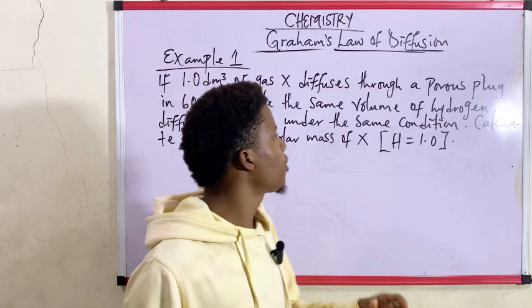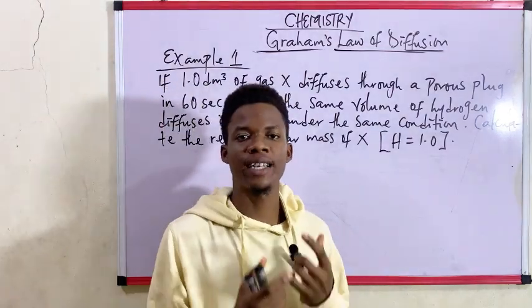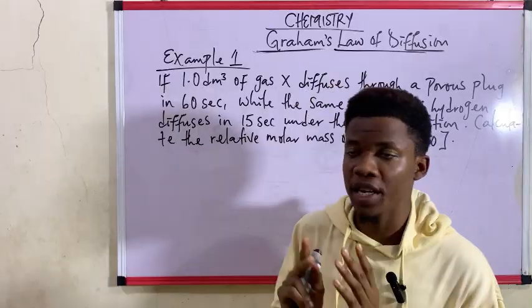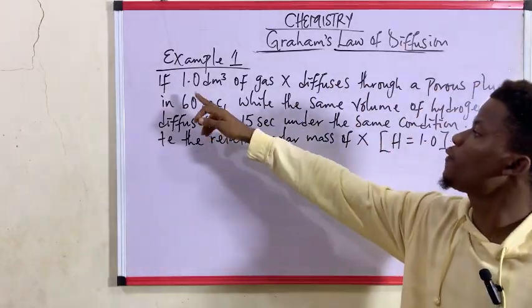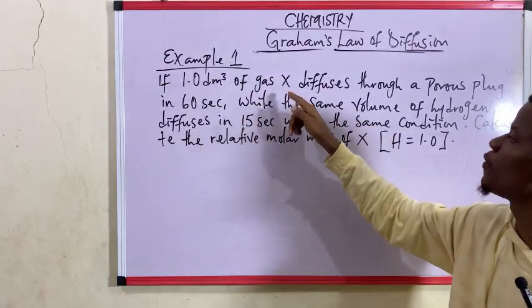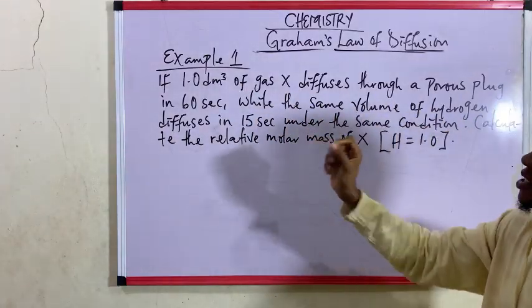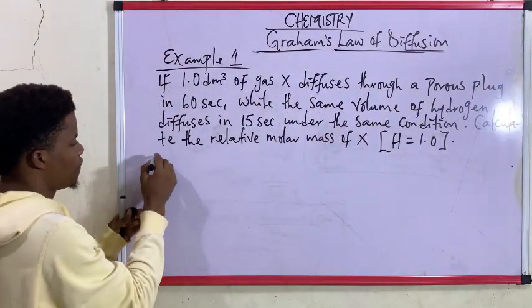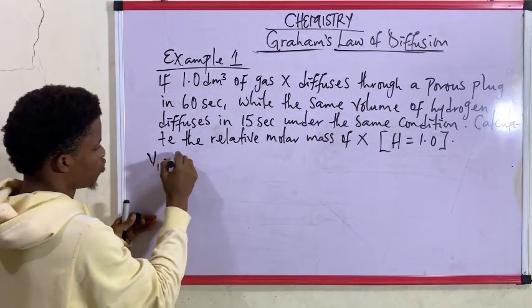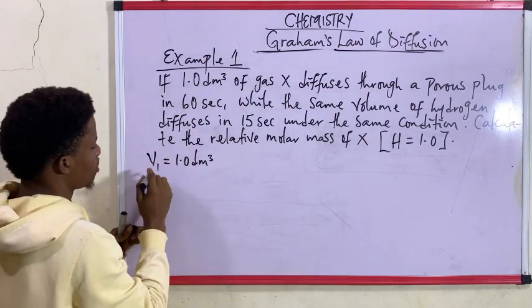Now we have example 1 on the board. Let us break down example 1. It is very, very easy. Look at the question. It says if 1.0 dm cube of gas X diffuses through a porous plug in 60 seconds. So we are given the first volume. Our V1 is 1.0 dm cube.